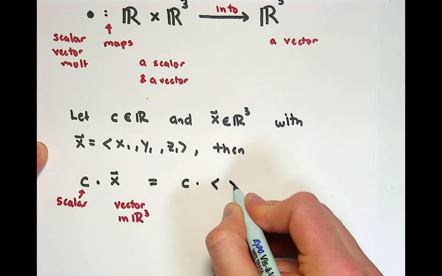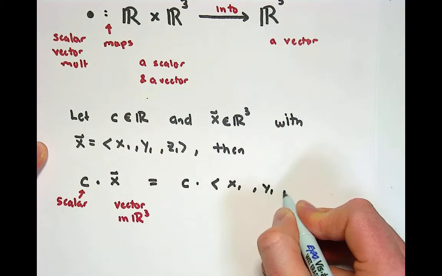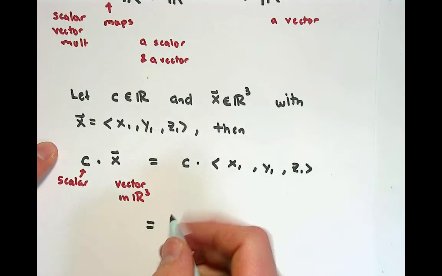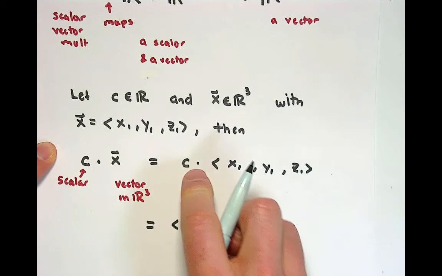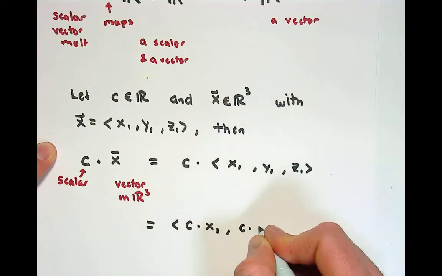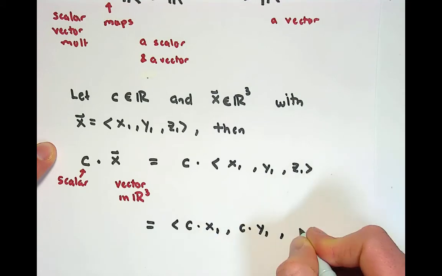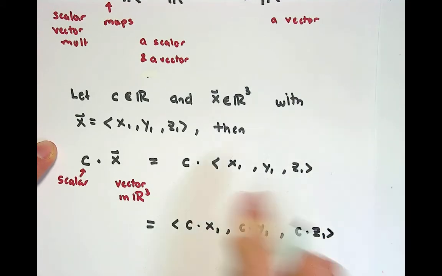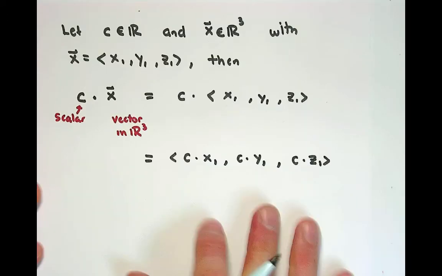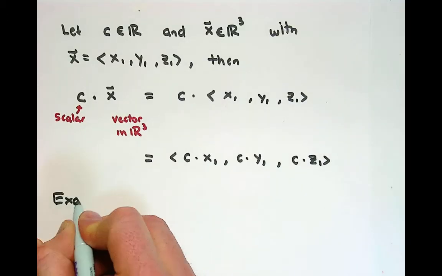So here this would be c times x1, y1, z1. Just as we did in R2, we translate this single multiplication between a scalar and a vector into 3 scalar multiplications simply by bringing in the vector multiplication to individual scalar multiplications. Let's take a look at an example.